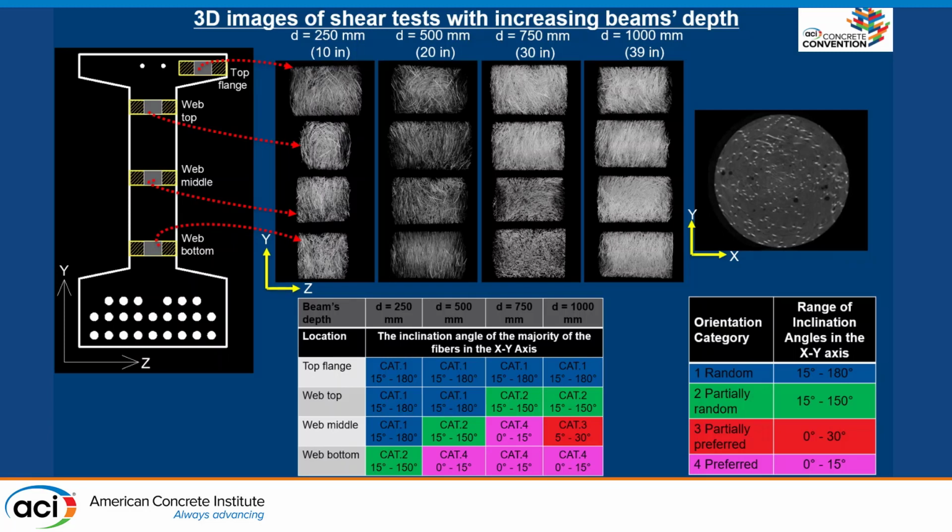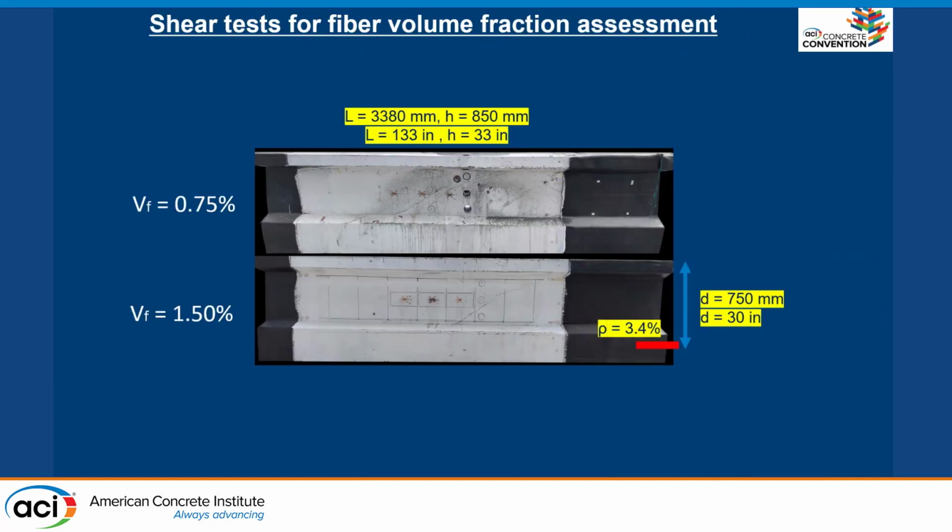And as we increase the height of the effective depth of the beam, we see that the web middle and the web bottom are starting to get preferred orientation or partially preferred. And I'm telling you, this is still the web shearing, the shear resisting area. This is not the bottom flange. So if you have fibers that are oriented almost horizontal to the shear crack, then that changes a little bit how we design shear tests for UHPC beams.